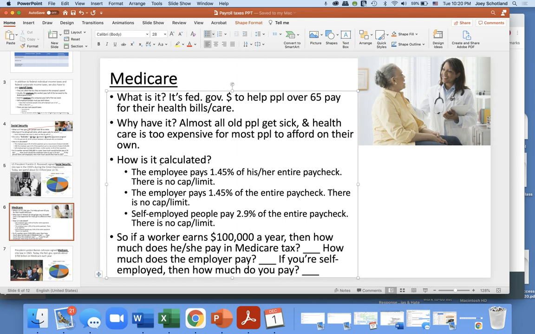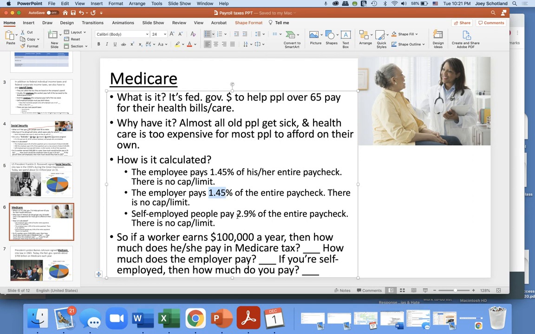How is the Medicare tax calculated? The employee, that is the worker, pays 1.45% of his or her entire paycheck. There's no cap, there's no limit. All right, you pay 1.45% of all the money you earn. Also, the employer, that is the company that hires you, they pay 1.45% of your entire paycheck. There's no cap, there's no limit. So, for example, if you earn $200,000 a year, all of that gets hit with this 1.45% tax.